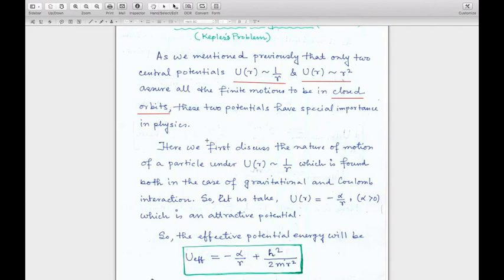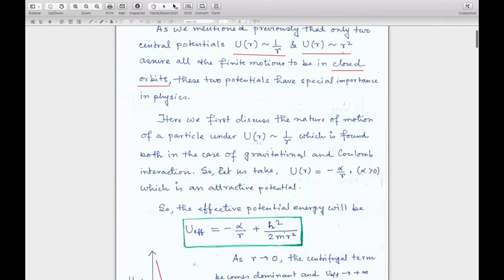Again, in terms of the practical importance, you can see that all the planetary motions, or the classical model of the motion of the electrons around the nucleus, fall under the class of U(r) proportional to 1 by r. And the simple harmonic oscillator problem falls in the class of U(r) proportional to r square. So they also constitute a very important subclass of physical examples. That's why both of them are important.